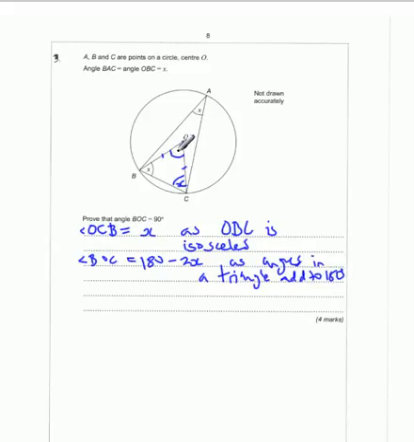Okay, so we've got our angle is 180 minus 2x. Then we want to look at the relationship between this angle here and the angle up at the top there. So we can say that angle BOC, the one we've worked out, is also equal to 2x. And that's from our circle theorem that says the angle at the center is twice the angle at the circumference.